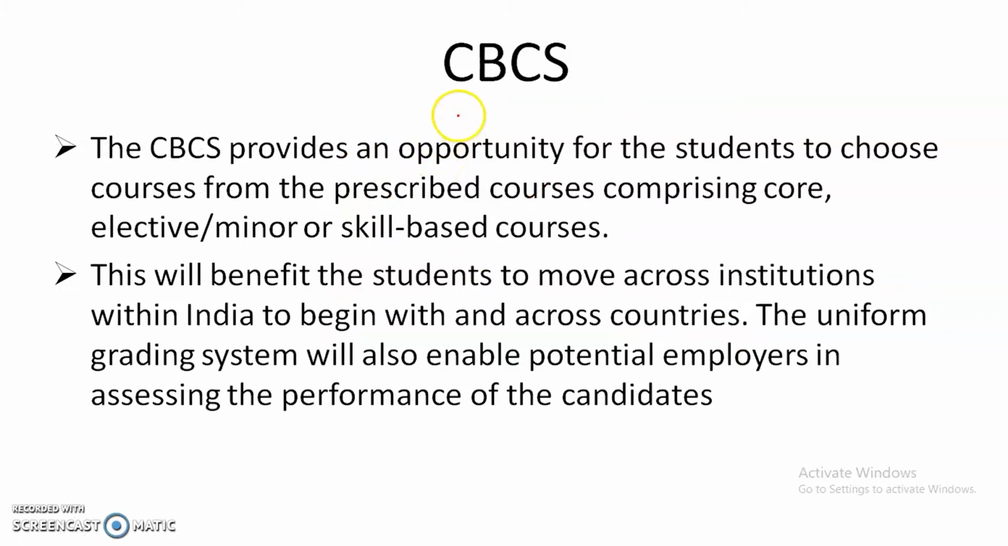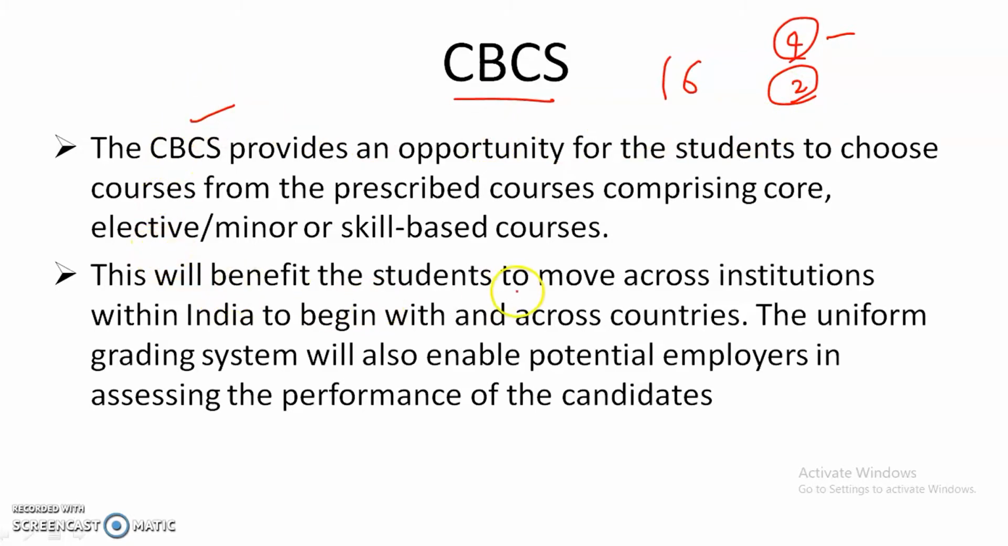Coming to the first, we will see what exactly the CBCS is. It provides the opportunity to the students to choose courses from the prescribed courses comprising core, elective, minor or skill based courses. That means out of 6 subjects in any one semester, 4 subjects will be mandatory, and for the remaining 2 subjects he can select his interesting subjects. It might be core subjects, or some non-core subject, so he can select any one of them. Such a possibility will be given to the students in the choice based credit system.